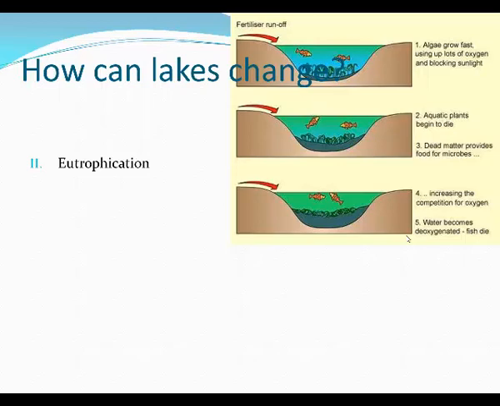So those aquatic plants that are below begin to die. The dead matter provides food for microbes. It increases the competition for oxygen. So as microbes grow, they use up more oxygen, leaving less oxygen for larger fish and other organisms to have available to them. And the water becomes deoxygenated, and the fish eventually die. So over time, those dead materials eventually sink to the bottom.